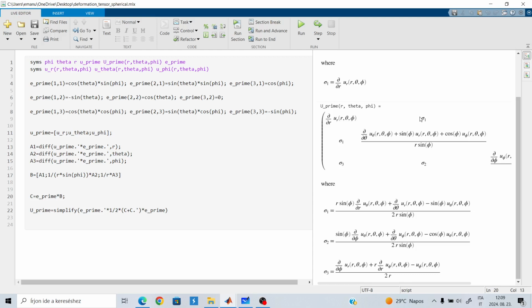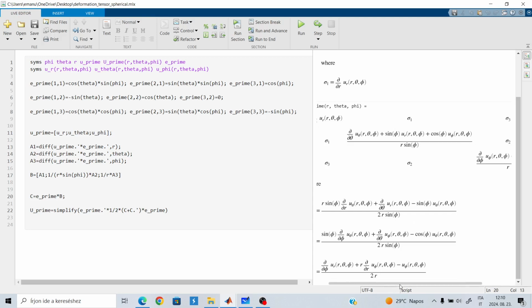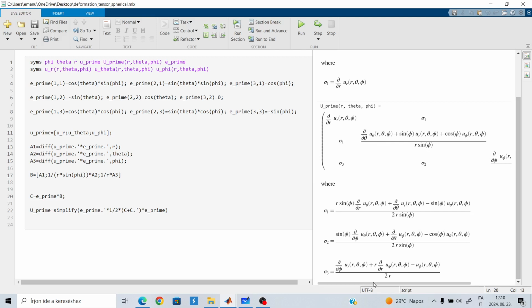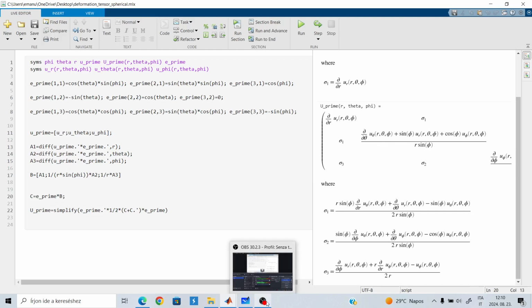So you can see that the matrix is symmetric. For example, you see sigma 1 in position 1, 2, and also in position 2, 1. So the matrix is definitely symmetric. And similarly, in the entry 2, 2, you get U theta theta, and so on. So you find the expressions for all the components of the strain tensor written in spherical coordinates. And this logic can also be applied in other reference frames, in other coordinate systems, for example, in cylindrical coordinates, and so on.